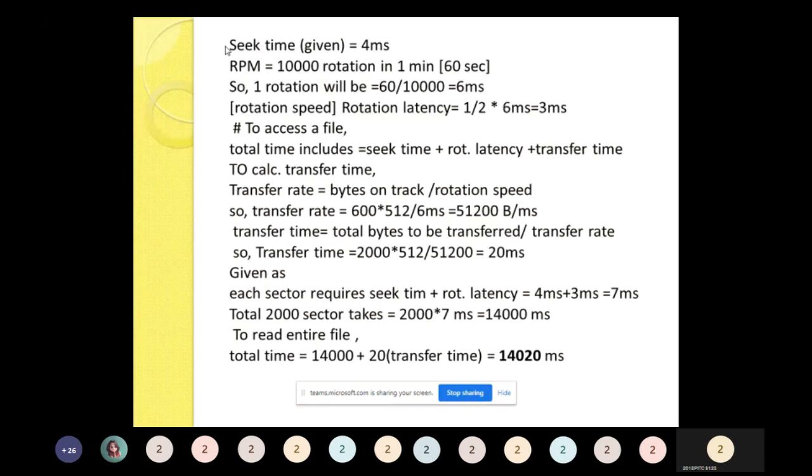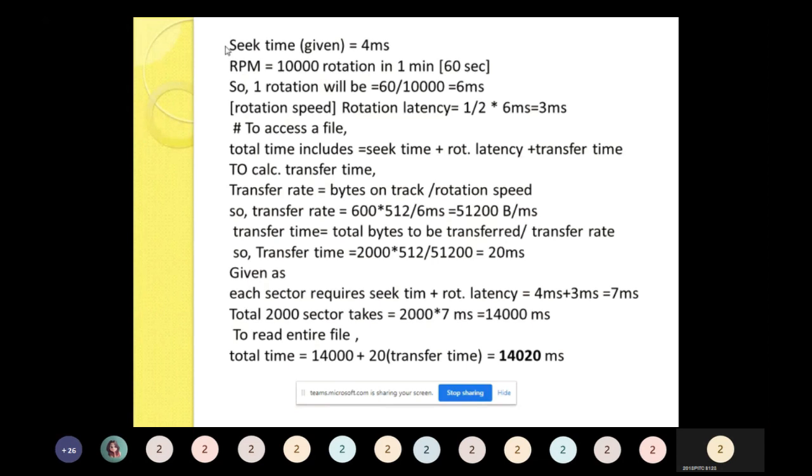So seek time is 4 millisecond. We already know the seek time is the time taken by the read/write head to reach the desired track from the current position, for reading or writing the value. That is called the seek time.